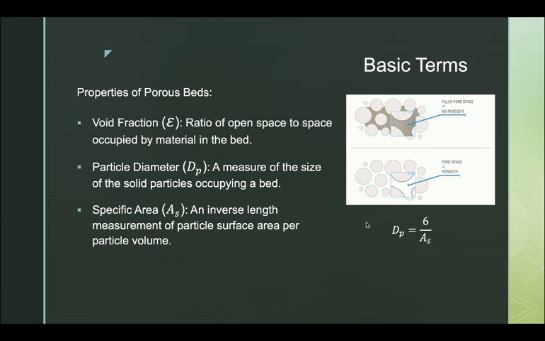It's important to understand some of the properties of the porous beds themselves. So the void fraction is going to be the ratio of open space to material space in the bed. You can see the material space is going to be the space occupied by these particles, and the open space will be between them. The particle diameter is an important measurement of the size of these particles in the bed, and the specific area is another. It's an inverse length measurement showing the ratio between the particle's surface area to its volume.